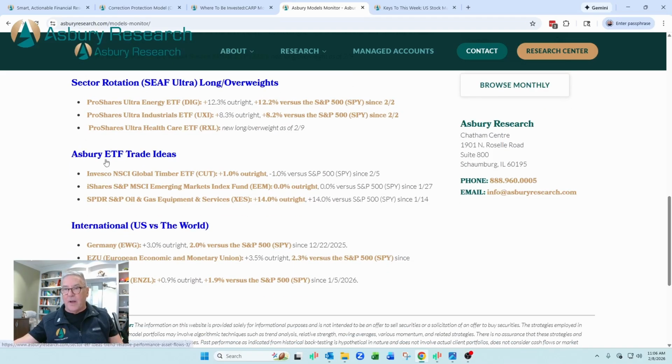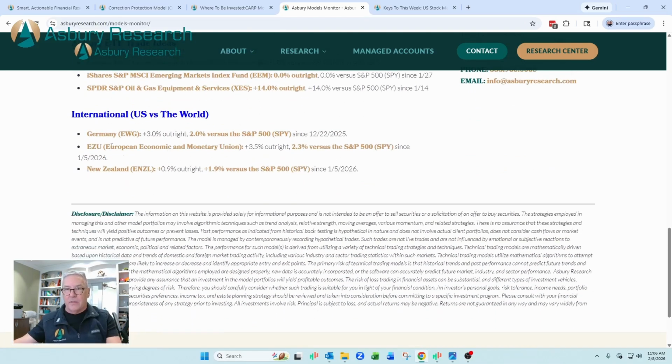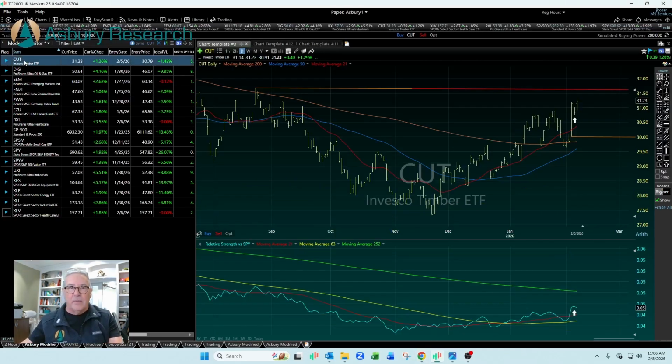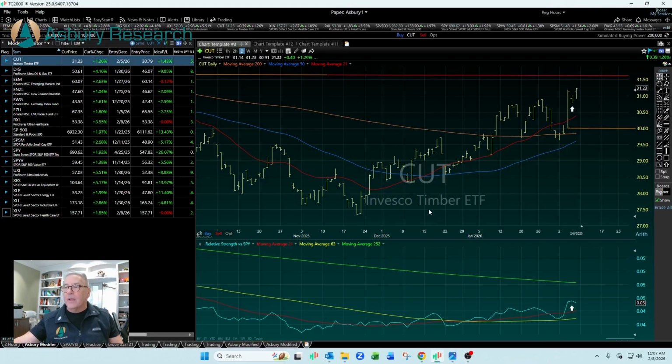Here's our ETF trade ideas. And down here is international. So let's move over here and have a look at these. You can equate what you're seeing in Models Monitor to what the chart looks like. I thought that would be a good exercise for today. So here's CUT. It's the Invesco Timber ETF.